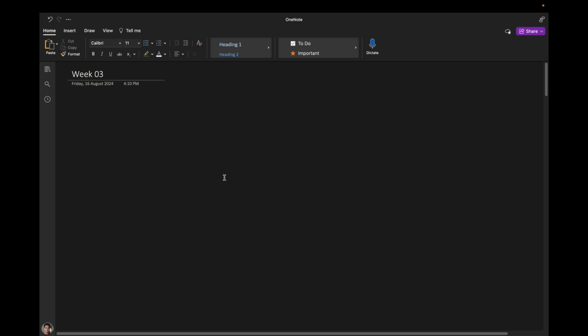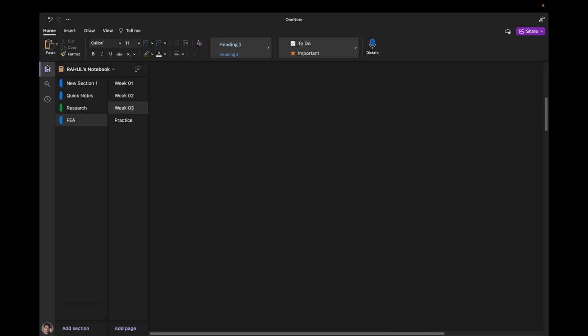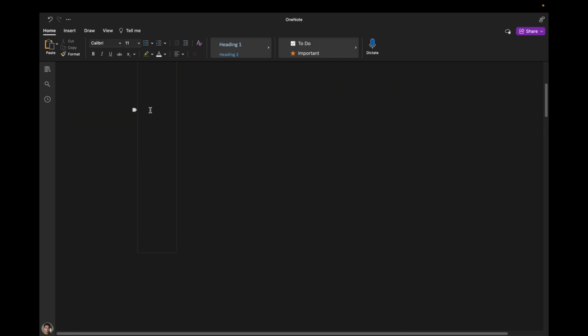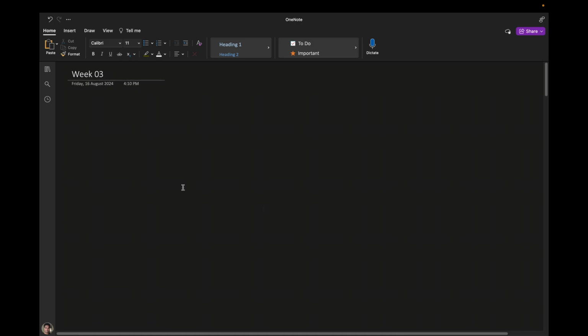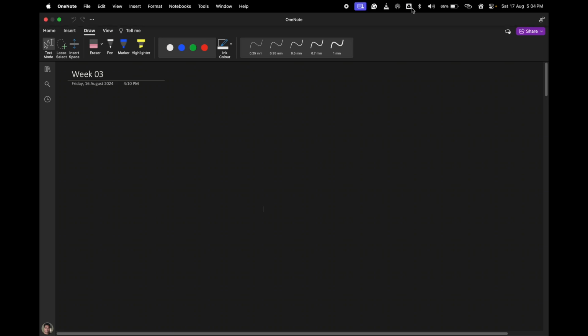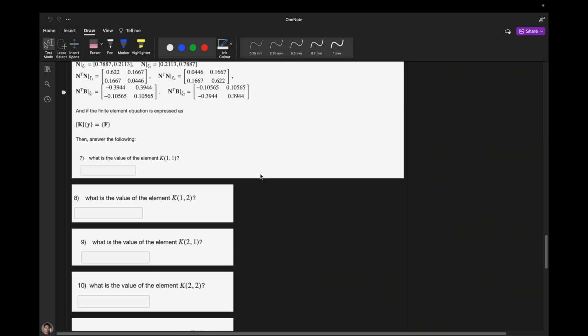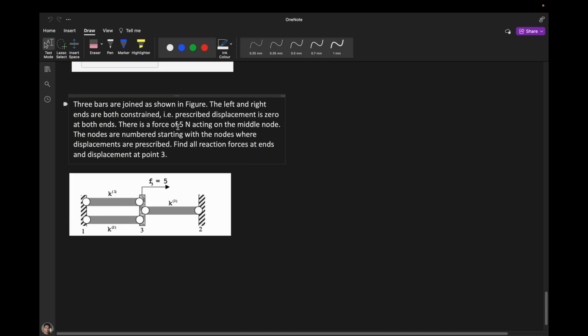So one sample problem which I selected, we will discuss this assignment. First I will try to solve this problem. So suppose there are three bars. Wait 1 minute. I think I have already copied it.